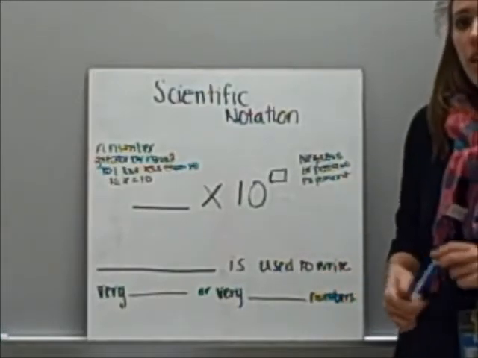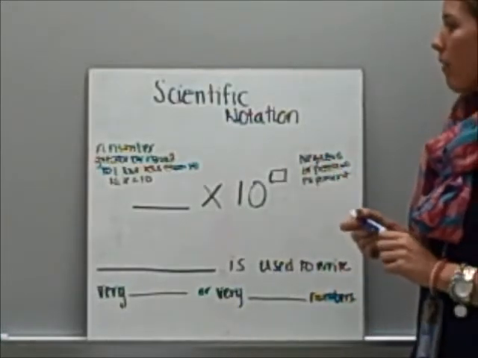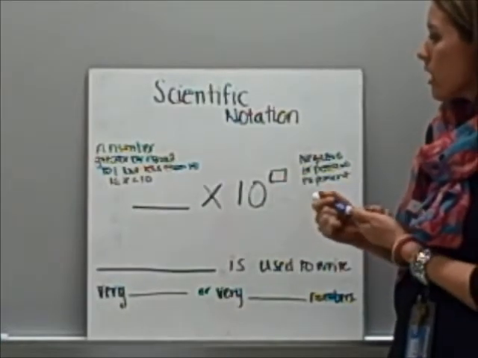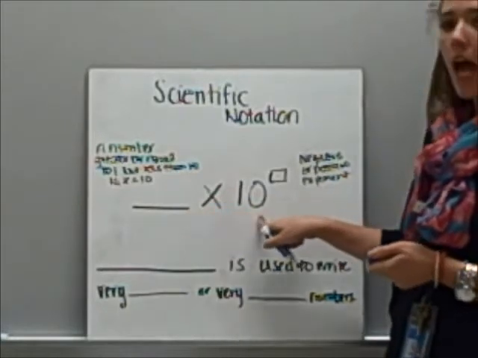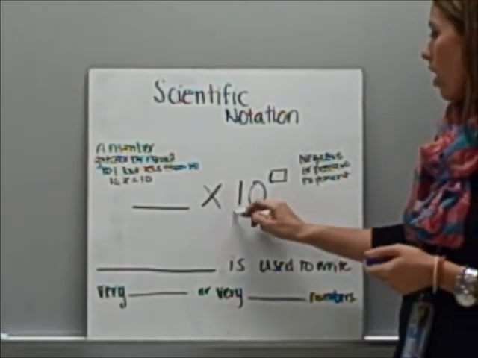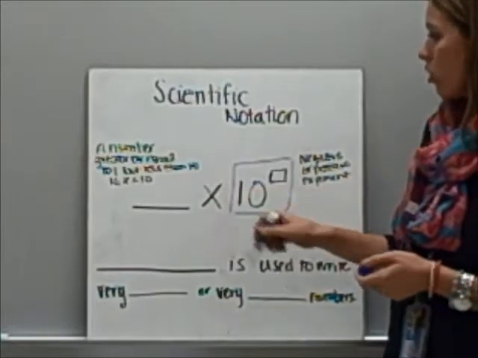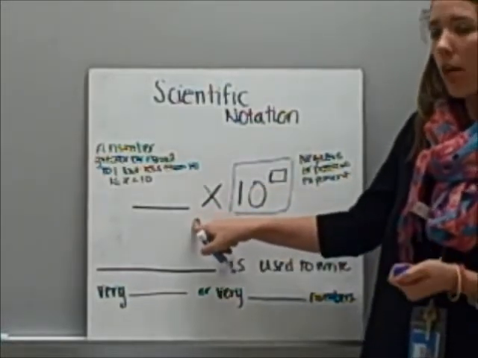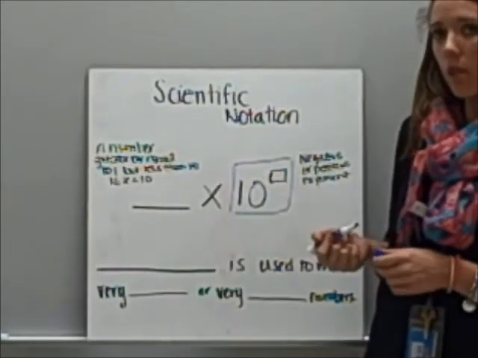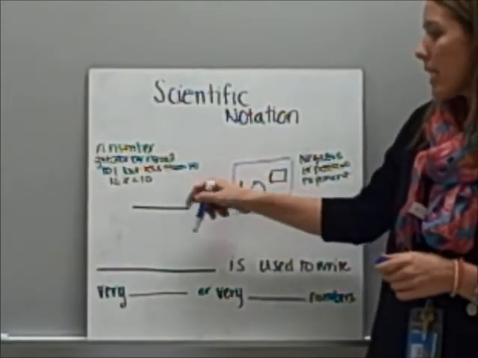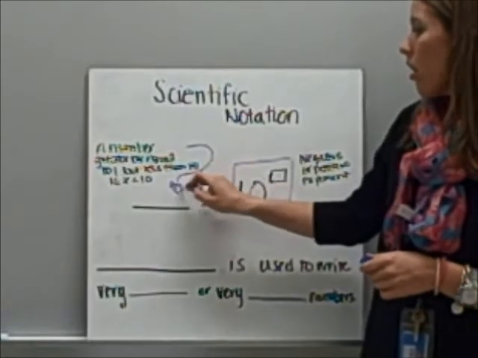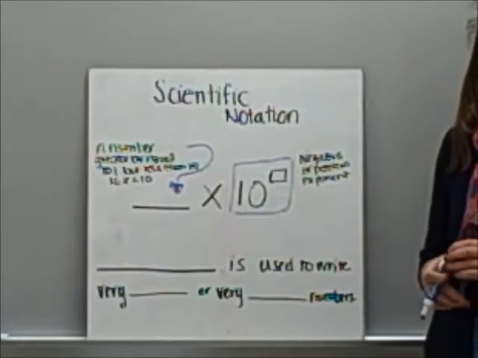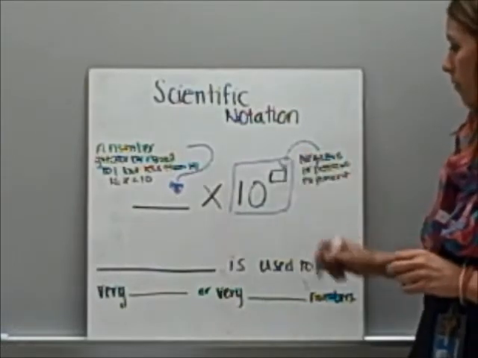You should have your worksheet in front of you and it should look very similar to this I have on the board here. Scientific notation is simply a number times 10 to a power. We just did our powers of 10. This should look very familiar. All we're going to do is add a number in front of it. The number has to be greater than or equal to 1, but less than 10. And our exponent, just like in powers of 10, can be positive or negative.